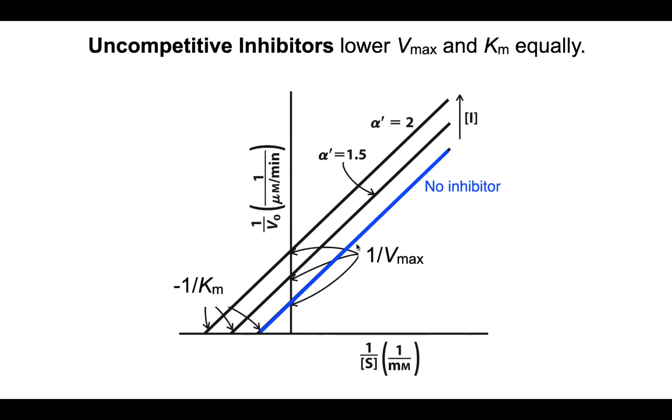Here in blue is no inhibitor. It has a specific actual Vmax. It has a specific actual Km. And as we add an uncompetitive inhibitor, notice that we are reducing the Vmax and we are reducing the Km. And the key here is we're reducing Vmax and Km equally, by the same factor. That's important, especially when we start to compare uncompetitive inhibitors with mixed inhibitors.